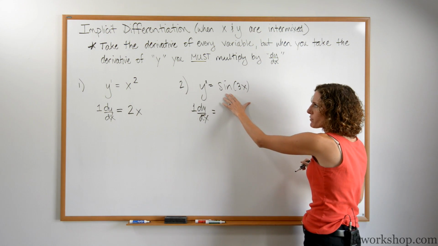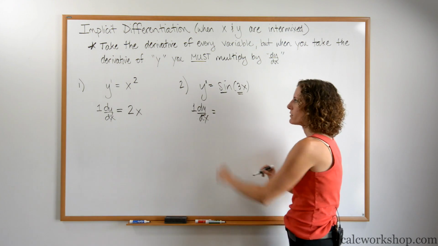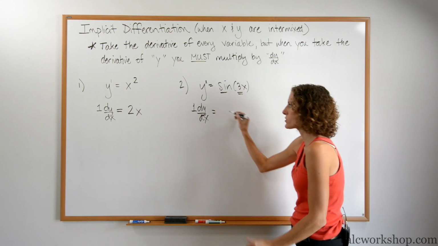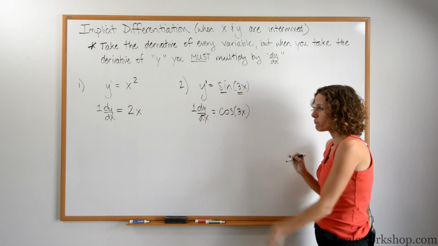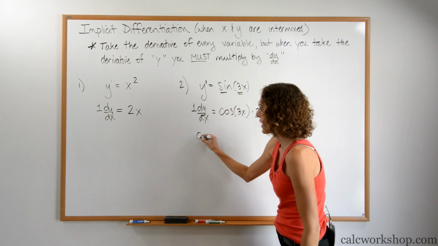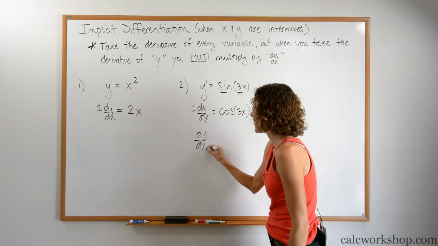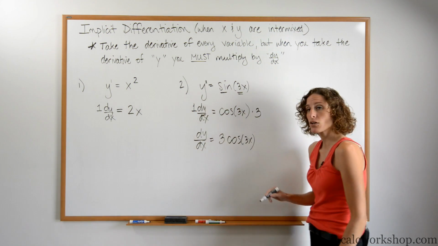And now let's take the derivative of the sine function. Once again, this is our M&M idea. Take the derivative of sine, which is cosine, keep the angle, and now multiply by the derivative of the angle, which is 3. What we have is dy dx equals 3 cosine 3x.